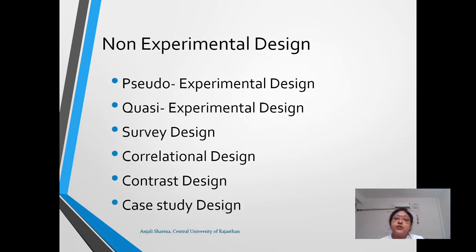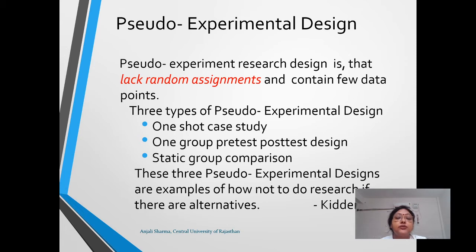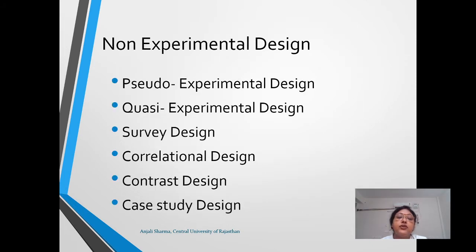So first we will proceed with the non-experimental designs. Non-experimental designs are the pseudo-experimental design, quasi-experimental design, and survey design, which is a very familiar design that people are using. Then correlational design, contrast design, and case study design. So these designs we are using as non-experimental designs. Let us start first with the non-experimental designs one by one.